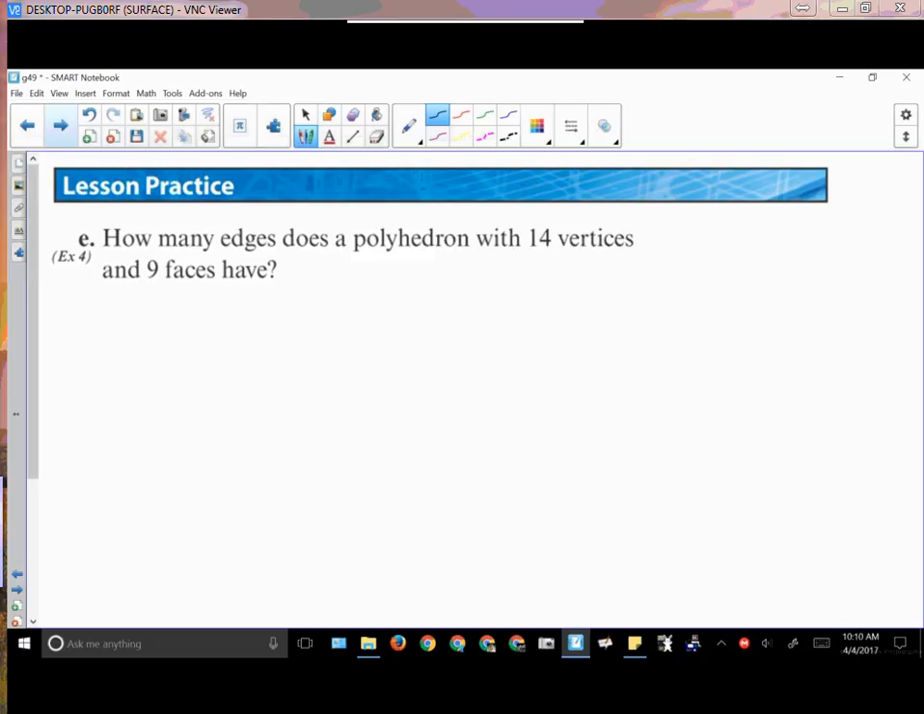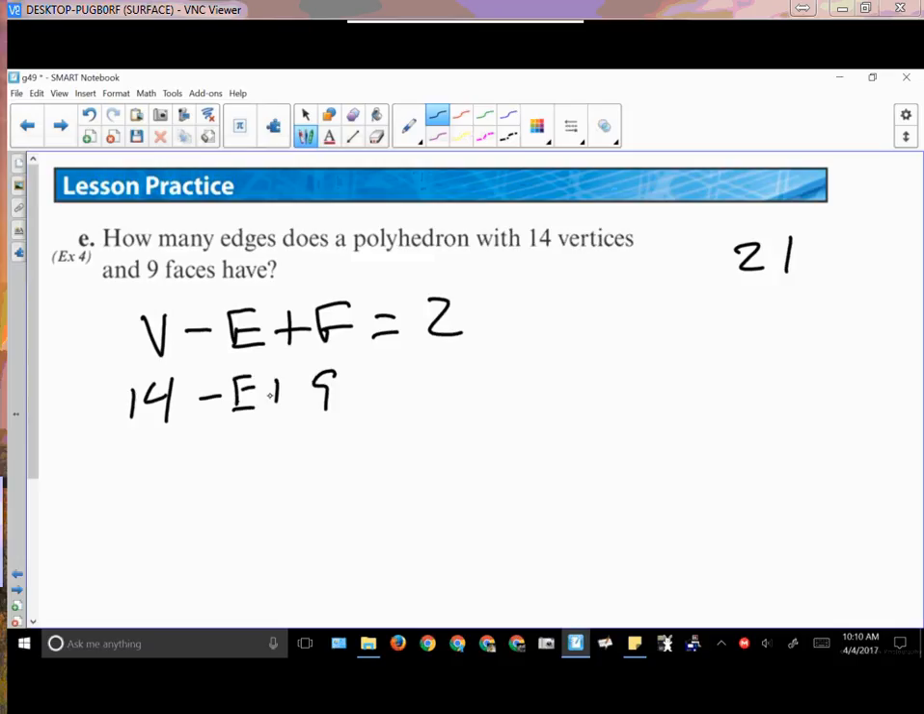So who believes they have the correct answer? Yes, sir, what you got? 21. So, it's V minus E plus F is equal to 2, correct? So we've got 14 vertices. Let's see, and we have 9 faces. So if I combine those two together, that gives me a grand total of what? 23?